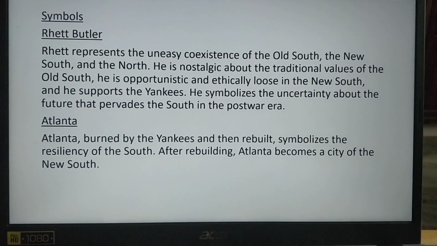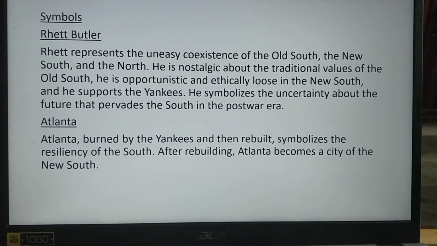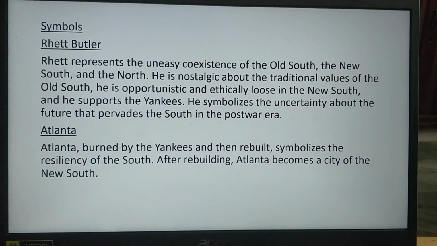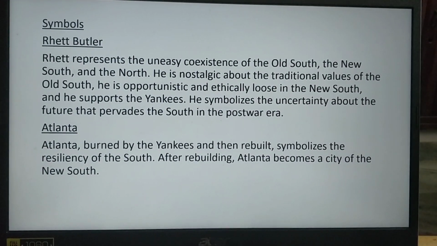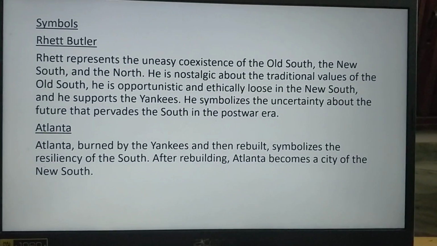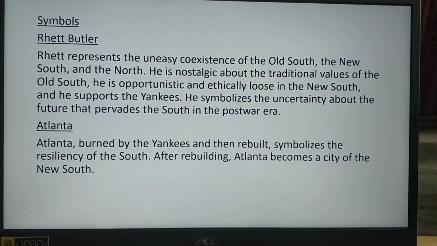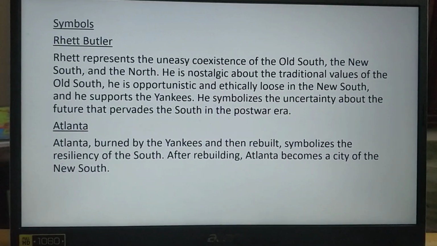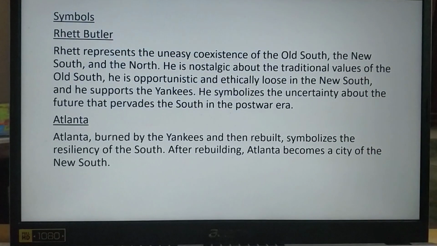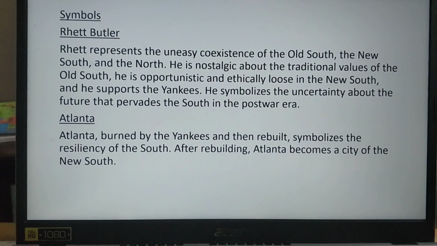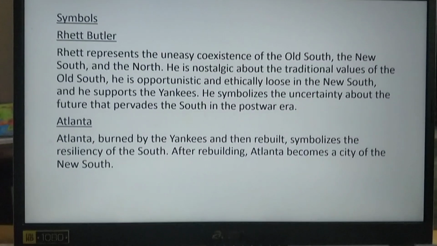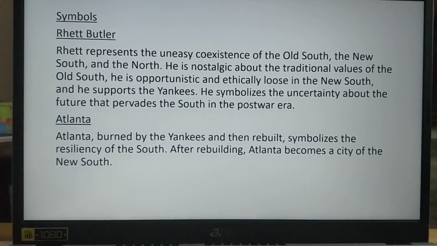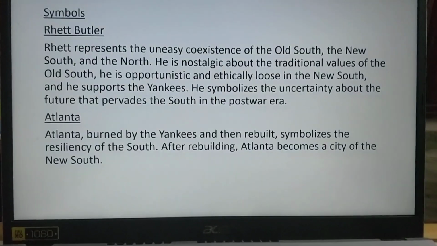Now, Atlanta is another symbol of the story. Atlanta, burnt by the Yankees and then rebuilt, symbolizes the resilience of the South. After rebuilding, Atlanta becomes a city of the New South. Now, our Scarlett O'Hara first lives with her dad and mom in this plantation of Tara. Then she moves to Atlanta. Again she moves back to Tara. It's like that.